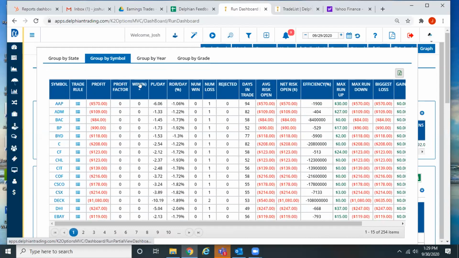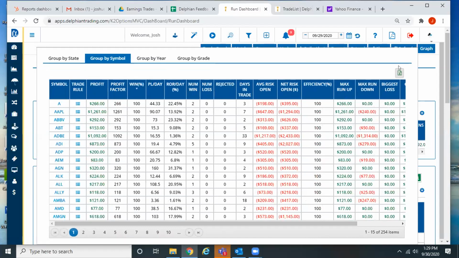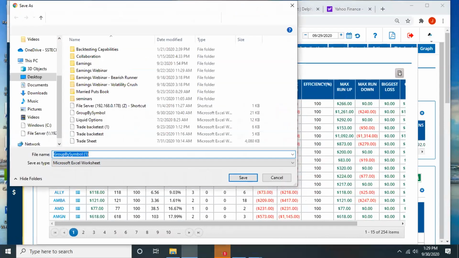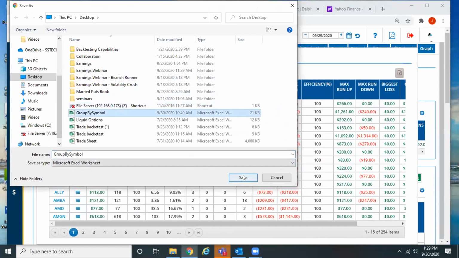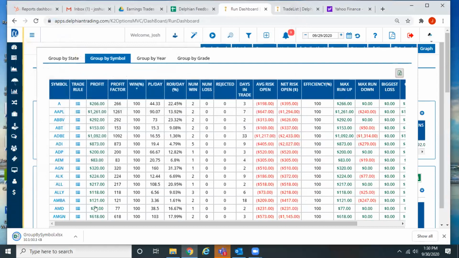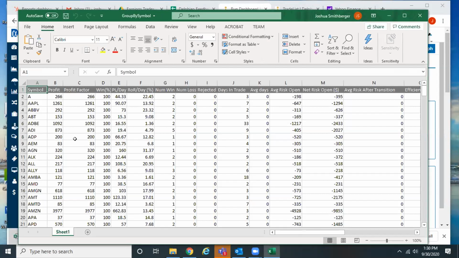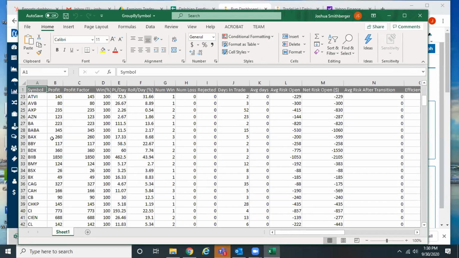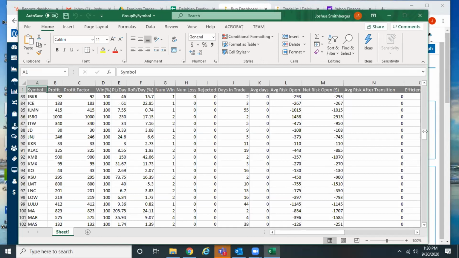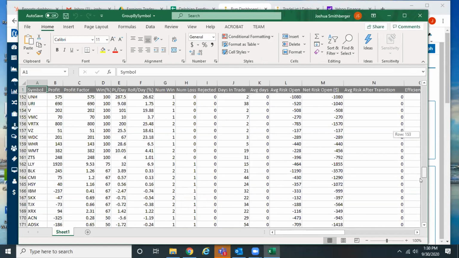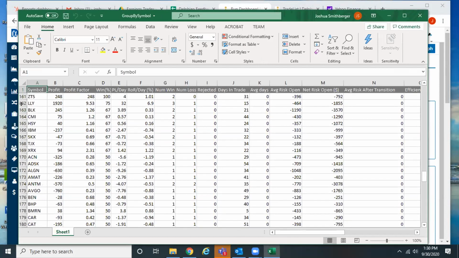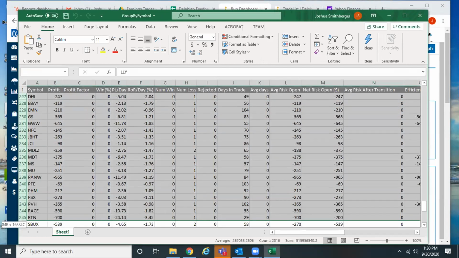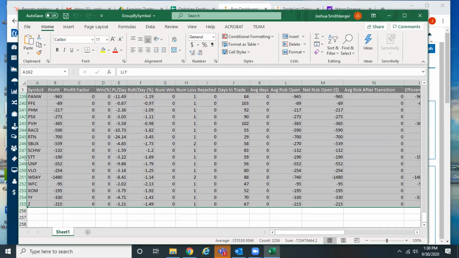So if we sort this by percentage, and then over here we have this download functionality that you guys all have now. Yeah, so if you click that, and you just save it. So once we open that up, just like we did with the earnings trades, we can just cut out all the junk at the bottom here and eliminate all these unnecessary alerts.